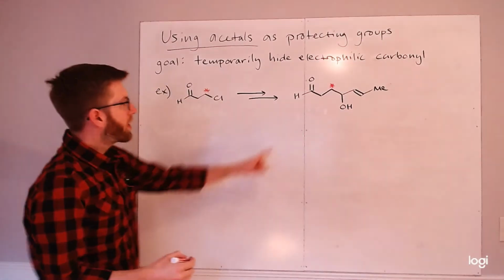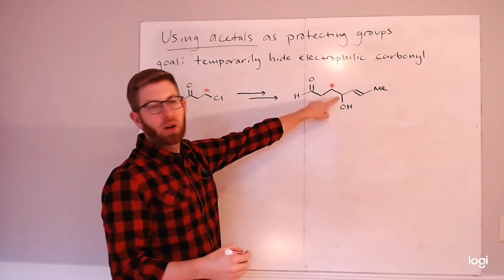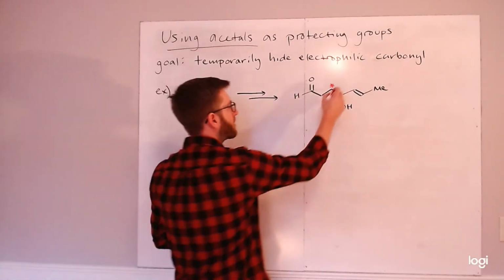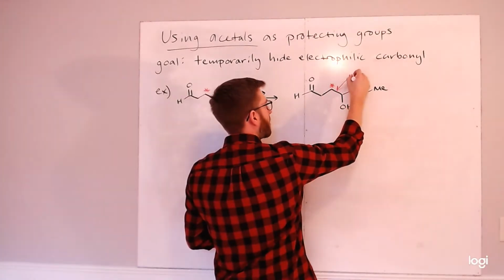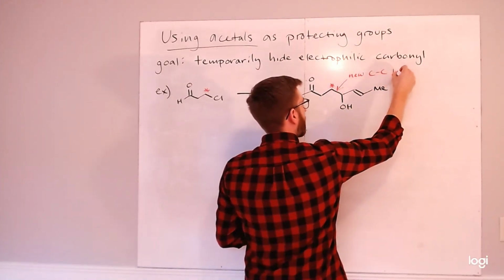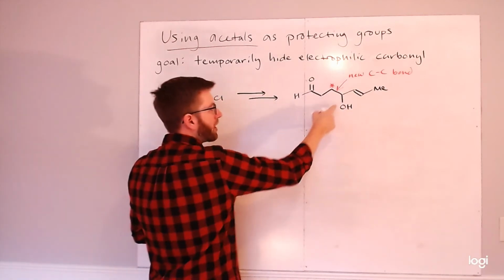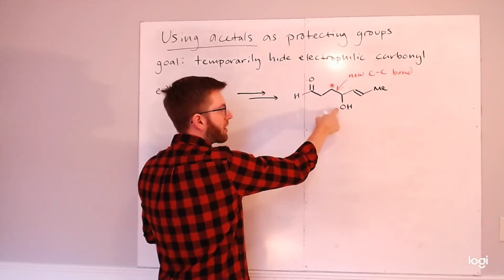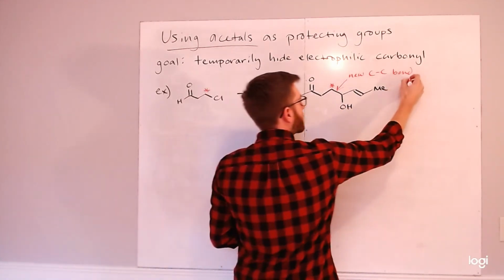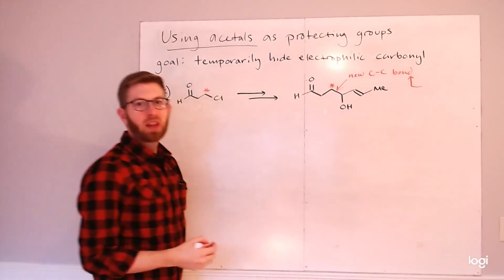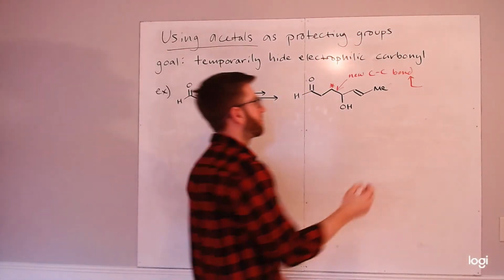And I notice that that is adjacent to a carbon where I've made a new carbon-carbon bond. So that's one of the things I'm going to have to do. And that new CC bond is essentially connecting into a carbon that has an alcohol. So this new carbon-carbon bond probably came from some kind of a Grignard reaction.